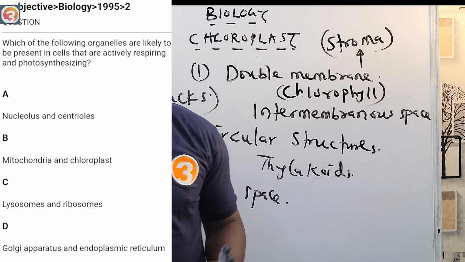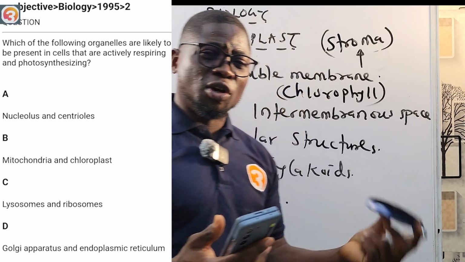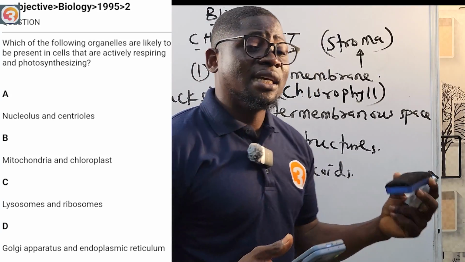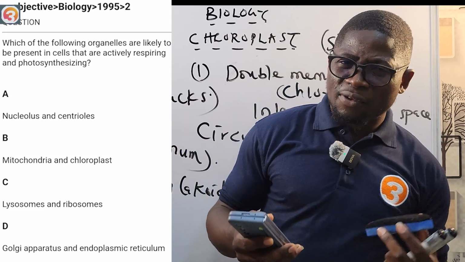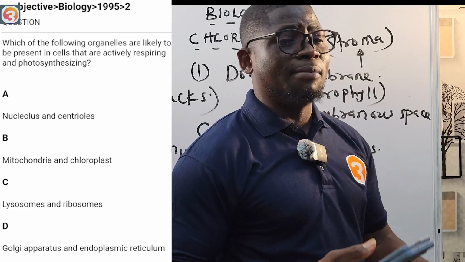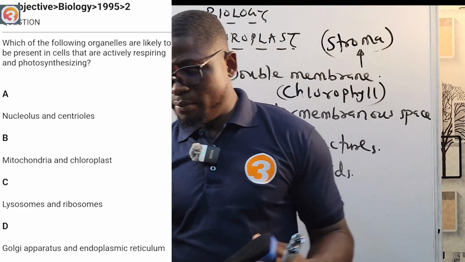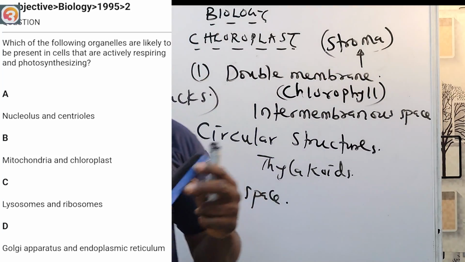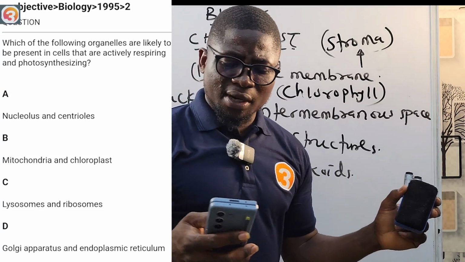Now I told you that as an introduction, the mitochondria and the chloroplast have similar functions. All right, so I don't want to jump the gun. In the next episode, we're going to look at the mitochondria so that we'll be able to understand. But understand that mitochondria and chloroplast are the correct answer here.